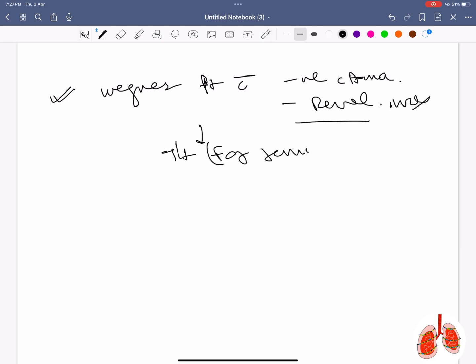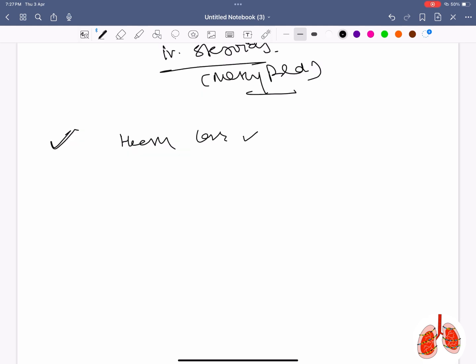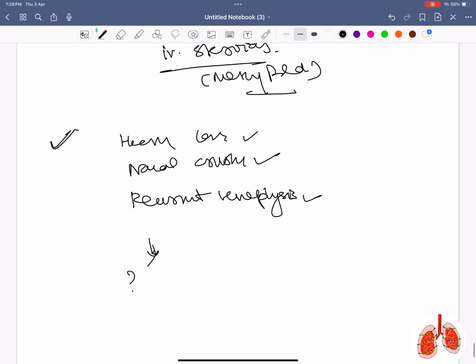Patient with vasculitis, not having ANCA positivity, not having renal involvement. What will be the treatment for remission? Answer is IV methylprednisolone. Patient with hearing loss, nasal crusting, recurrent hemoptysis, being suspected for some disease. What will you test for? Answer is ANCA.